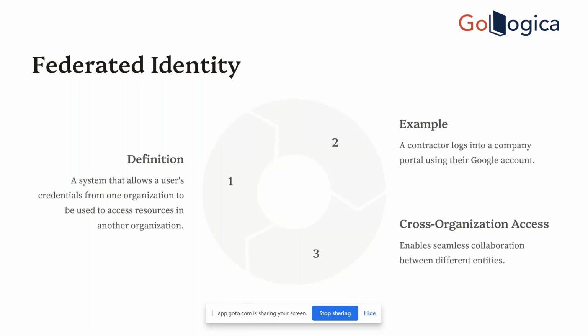He does not belong to Wipro.com. We are not giving him a contractor at wipro.com address. We are giving him the permission to log in to my organization with his Google account. So it helps us with cross-organization access. If our identity jumps from one organization to another, it means we have cross-organization access. We are enabling seamless collaboration between different identities.